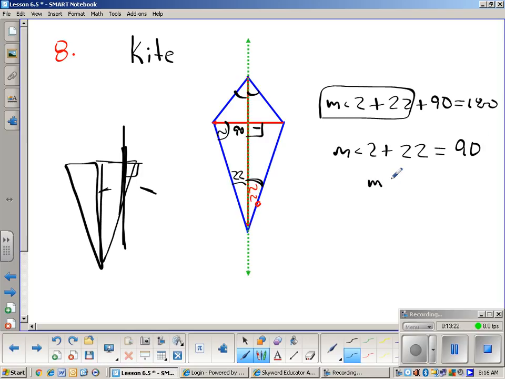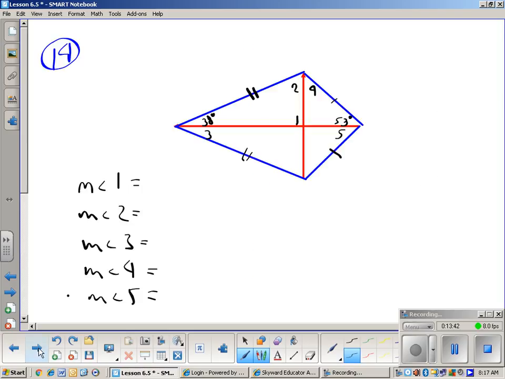So the measure of angle 2 then is going to equal 68, is that right? Yeah, 68 degrees. Okay? A group not get that? Like you're going to volunteer that information to me, huh? You got it, right? Okay. Take another minute in your group. Make sure you know how to do this one. Good. Anybody not done?